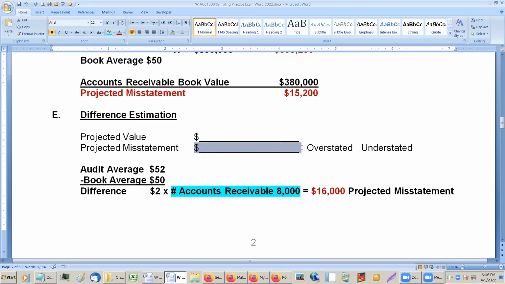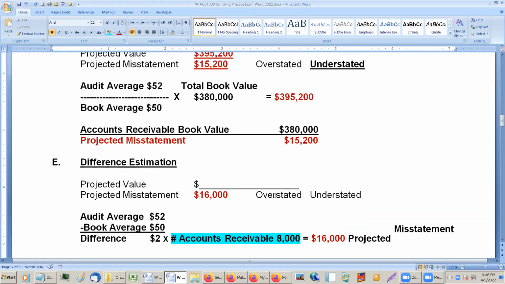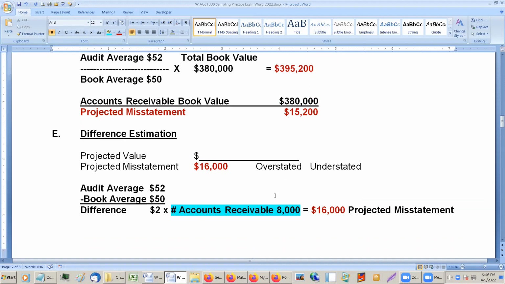So it's sort of like we're coming down here first. Now, if we say they need to add $2 for each one, is this going to be an understatement or an overstatement? They're saying that their average is 50. We're saying it should be 52. You should add $2 to each one of these. Also understated. Yep. They're saying it's $50. We're saying it should be 52.